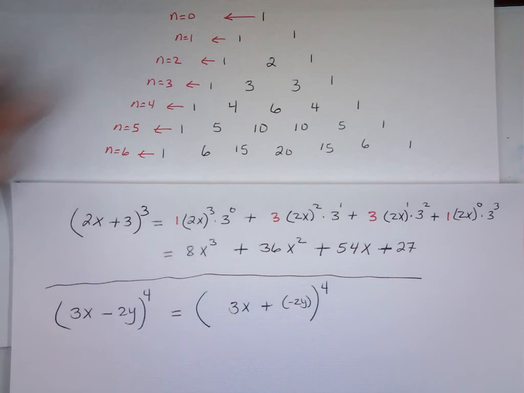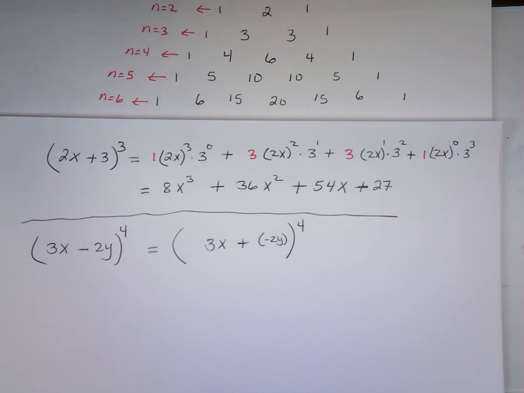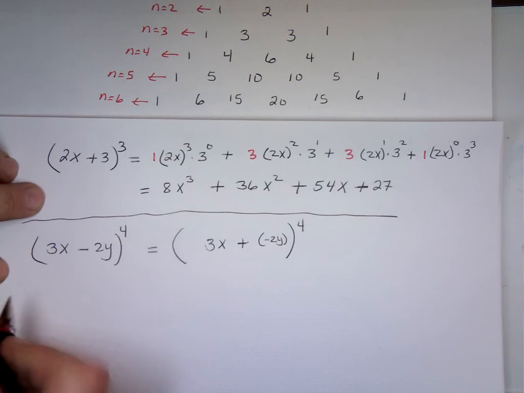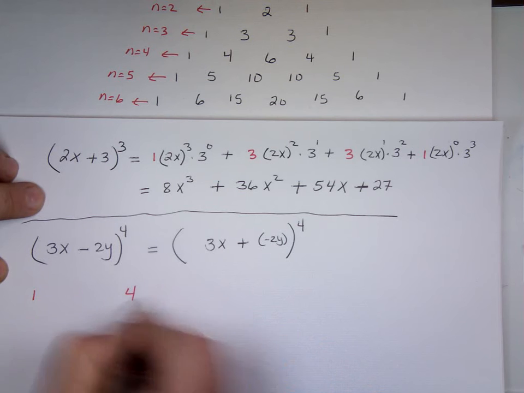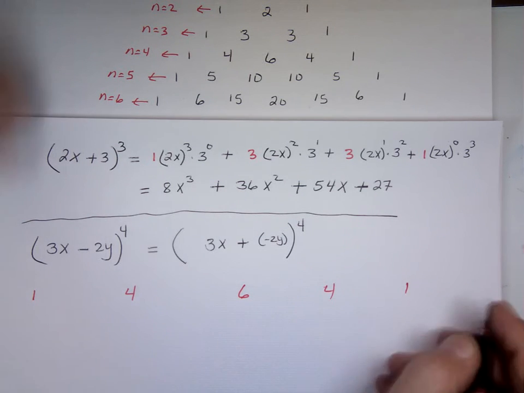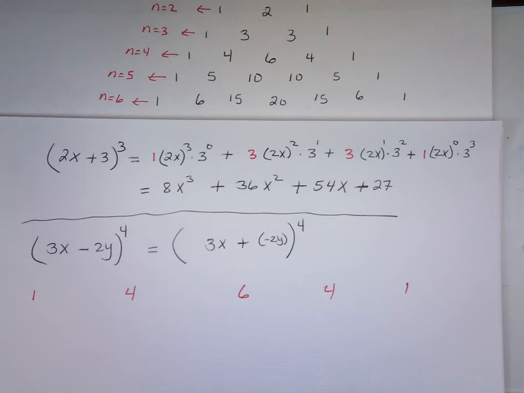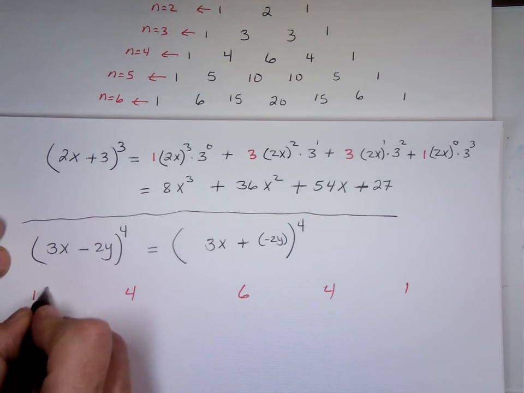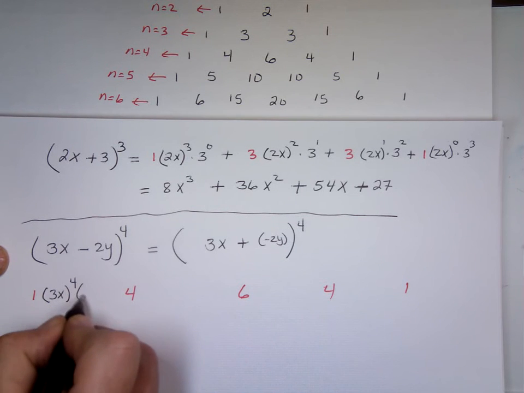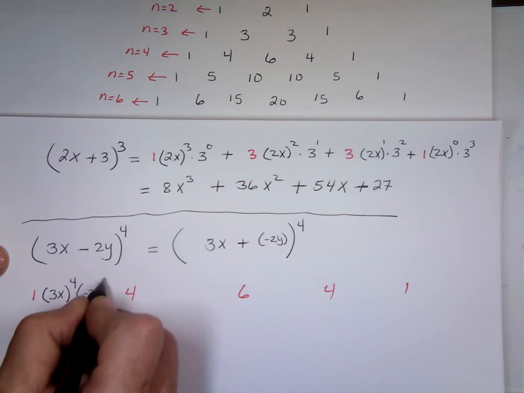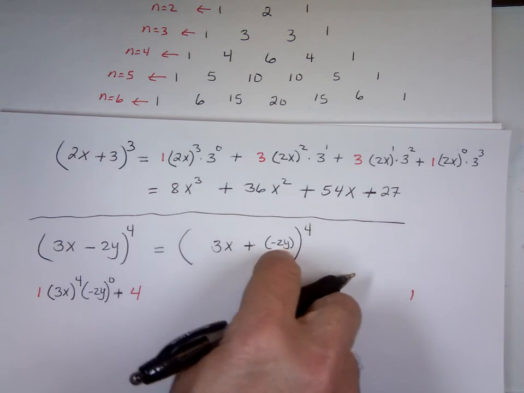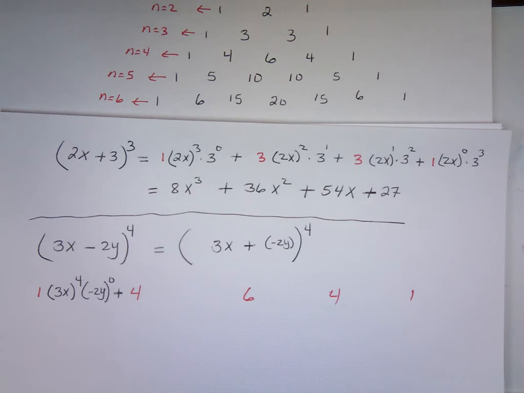When the power is 4, my numbers are what? 1, 4, 6, 4, 1. Start with 3x to the power of 4, negative 2y to the power of 0. The first one raised to all that power, the second one to nothing. Decrease 1, increase 1.